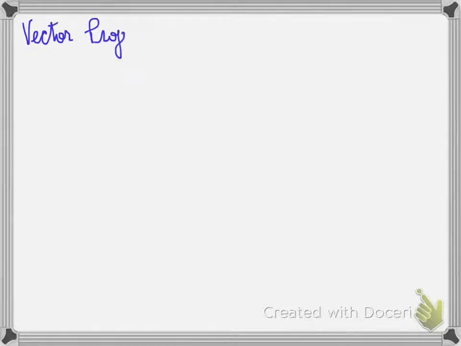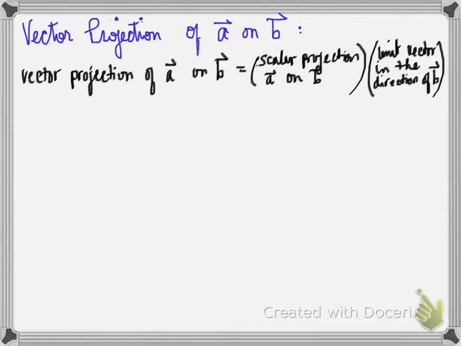We have the vector projection of A on B. The last time we had a scalar, so it's a certain number. Now we're looking at the vector projection. The vector projection of A on B is equal to the scalar projection multiplied by the unit vector. Specifically, it's the scalar projection of A on B multiplied by the unit vector of B because it's projected onto B.